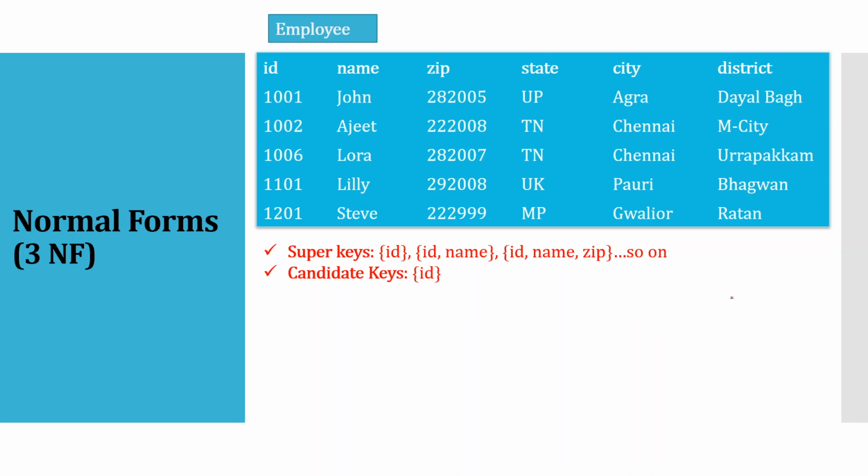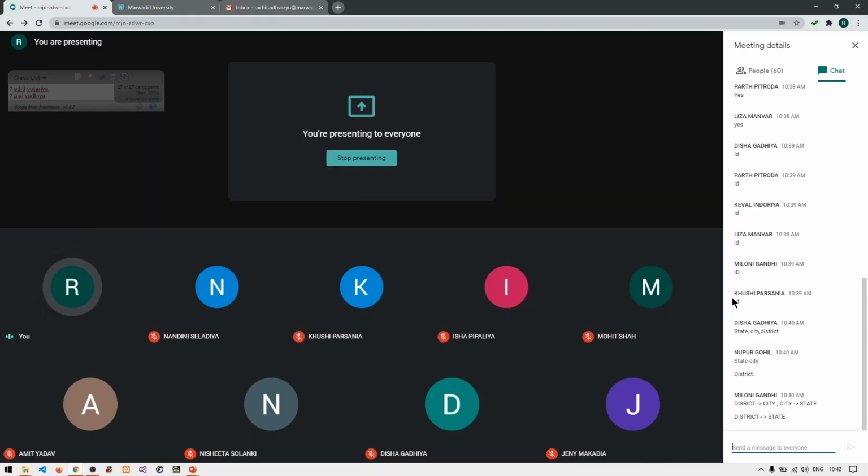Now I want some functional dependencies from this. Already I've got a few answers: district to city, city to state, and district to state. Any other possible functional dependencies? Anyone? Any one of you?